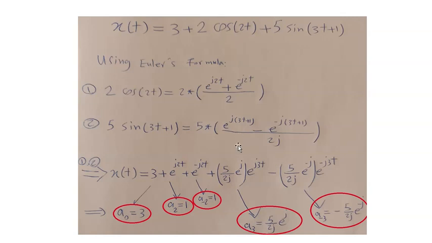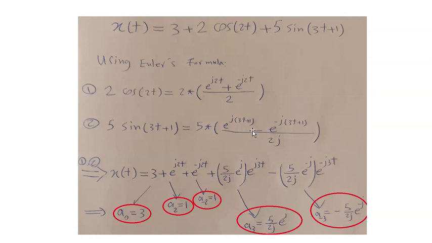So now I would like to rewrite x of t based on these two. First I had the 3 plus. I replaced the 2 cosine of 2t with this expression that I found. So the 2 cancels with the 2 in the denominator. So it's going to be basically 1 times e to the power of j2t plus 1 times e to the power of minus j2t.